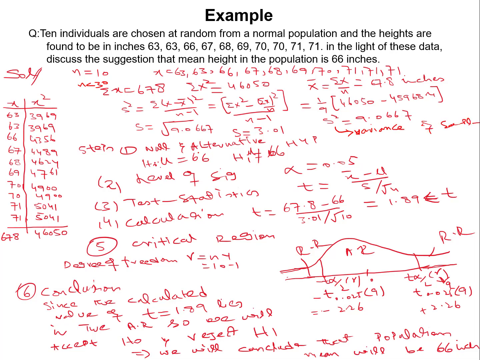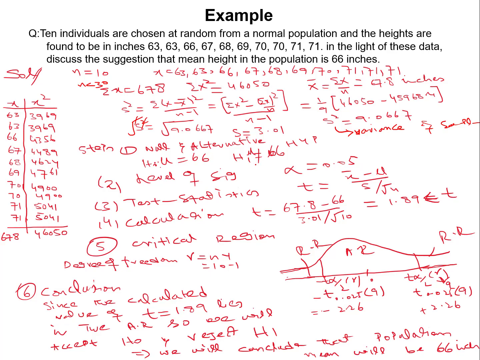When you take the square root of this, it will cancel with the square, and you also need to take the square root on this side. So your standard deviation is 3.01. Now I am just going to start, because I have already calculated what I require. Step 1 is the null hypothesis and alternative hypothesis. They claim that the mean height of the population is 66 inches.